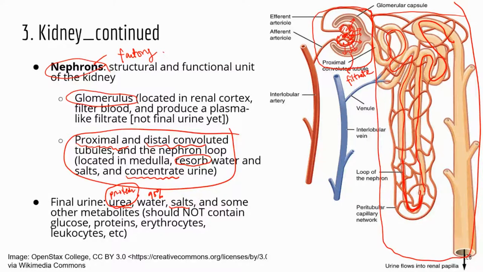But remember, urine should not contain any glucose unless you have diabetes or some kind of kidney disease. Urine should not have proteins, again, unless you have certain conditions. There should not be any blood cells in the urine, including erythrocytes, which are the red blood cells, or leukocytes, which are the white blood cells. Those things should not be present in the urine. I haven't seen any questions on what should not be in the urine, but you might want to be prepared just in case they ask.